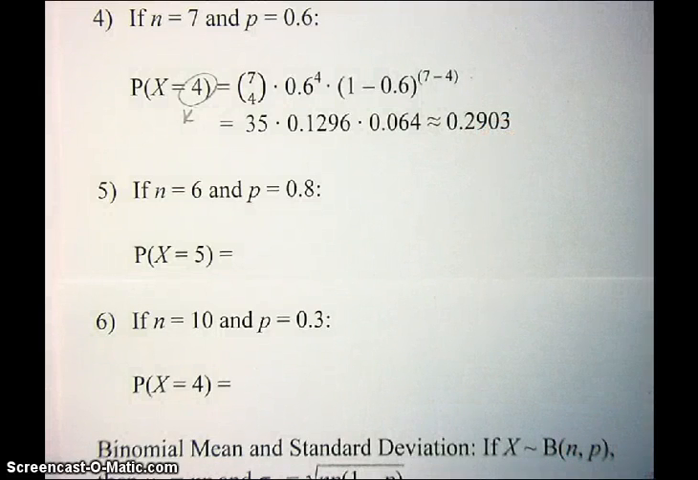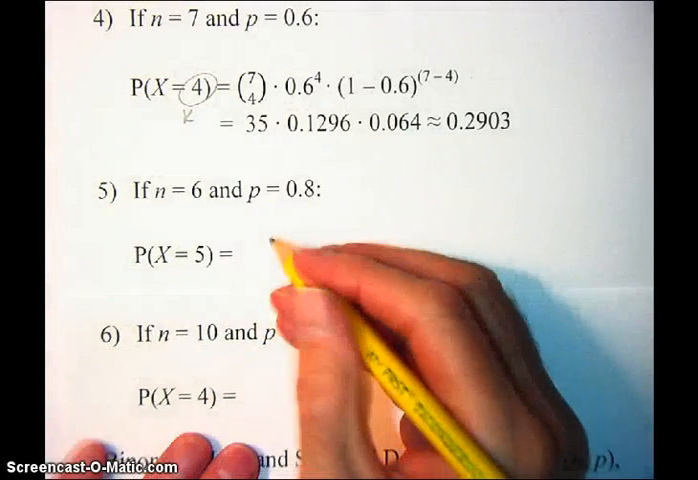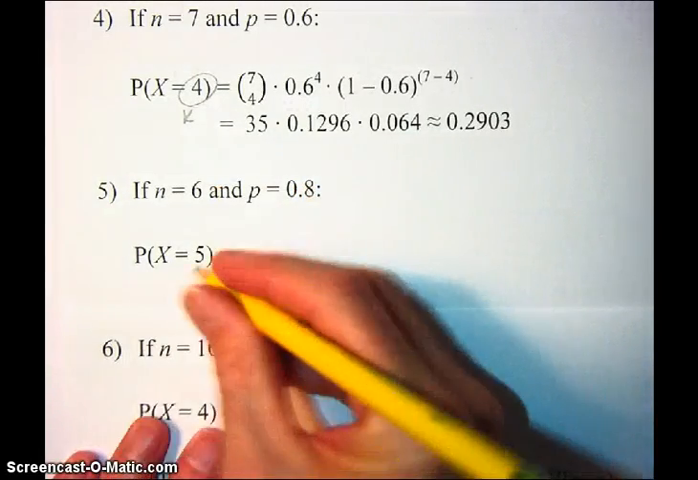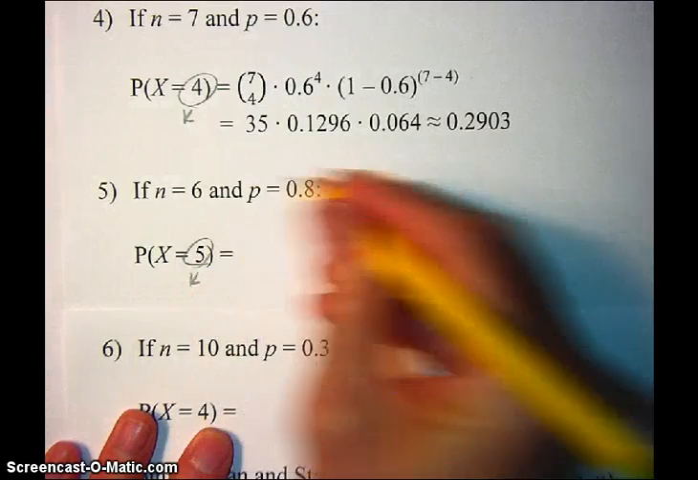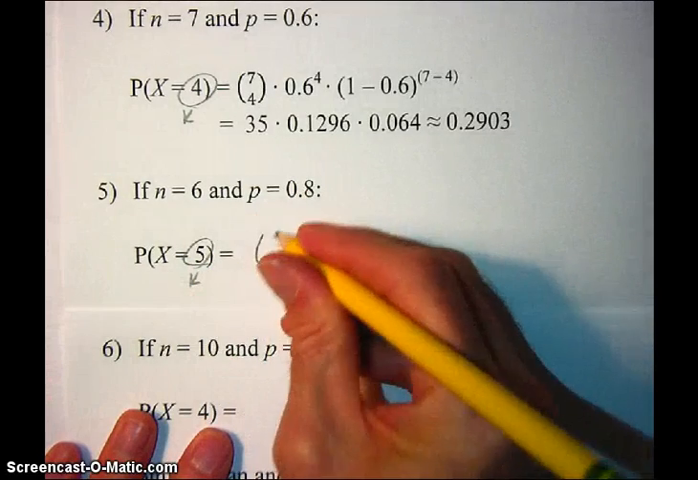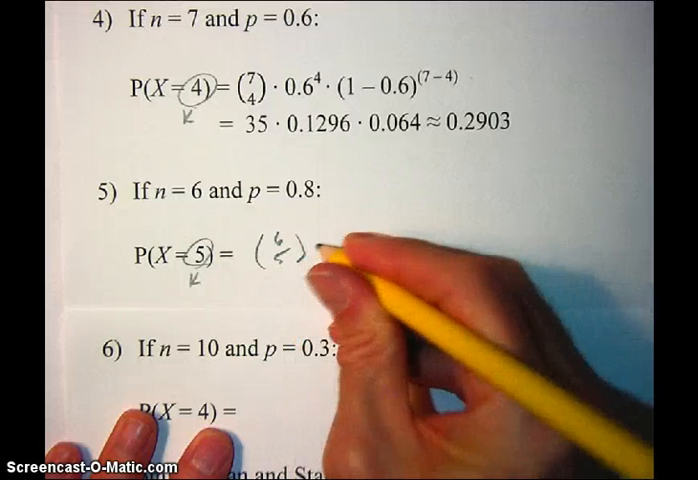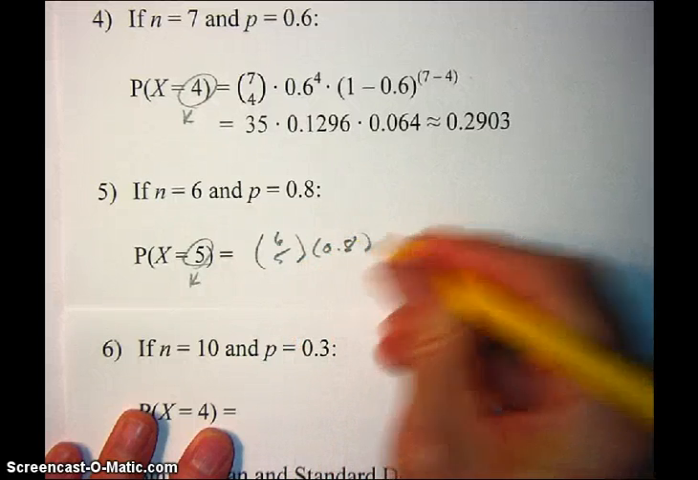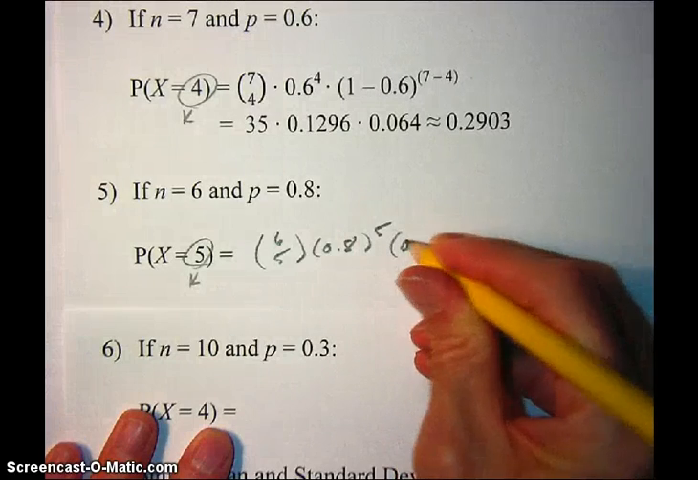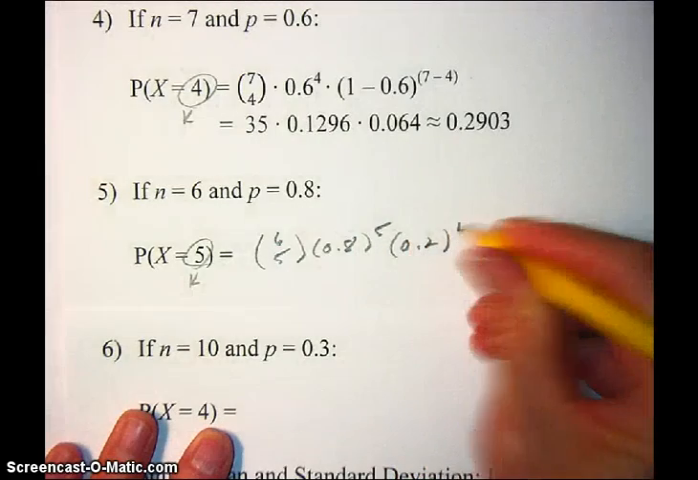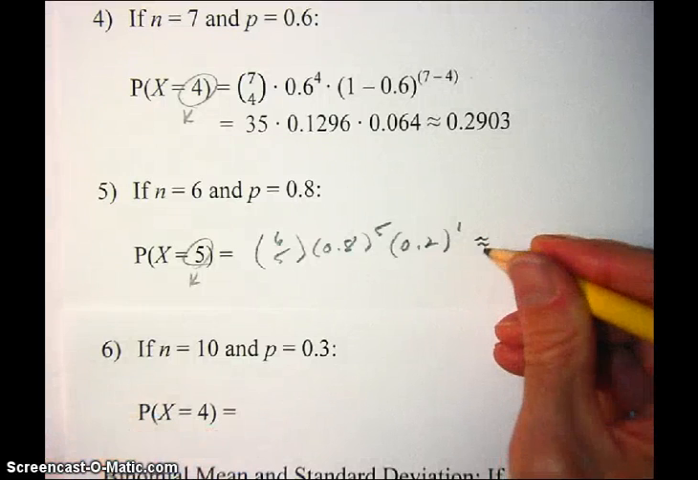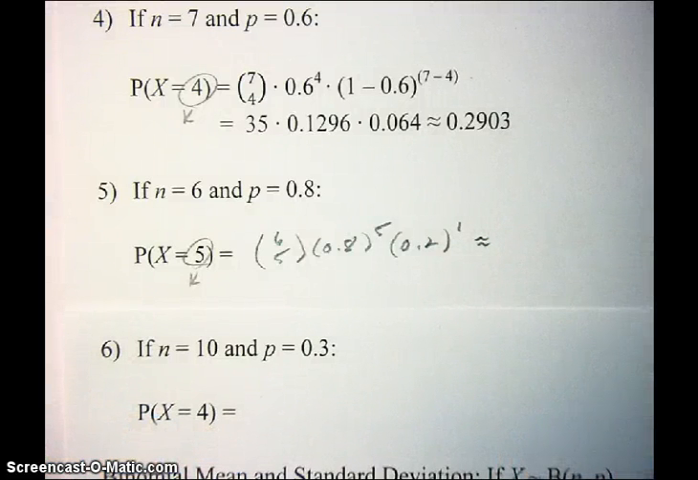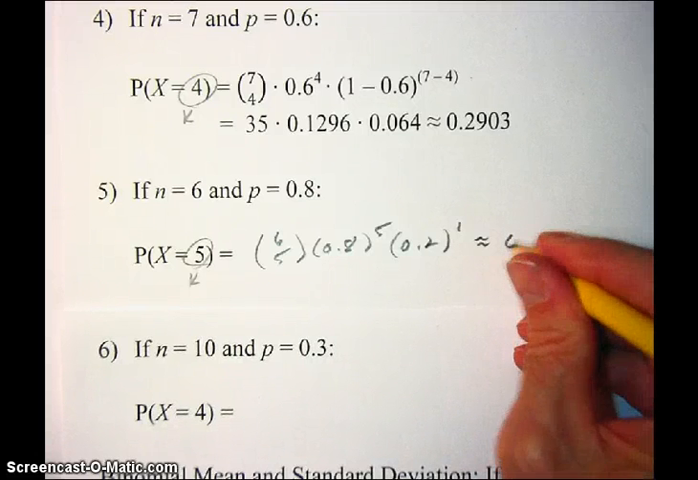Okay, we're back. If k equals 5, and n equals 6 and p equals 0.8, we're looking at 6 choose 5 times 0.8 to the 5th power times 1 minus 0.8, which is 0.2, to the 1st power. And that is approximately 0.3932.